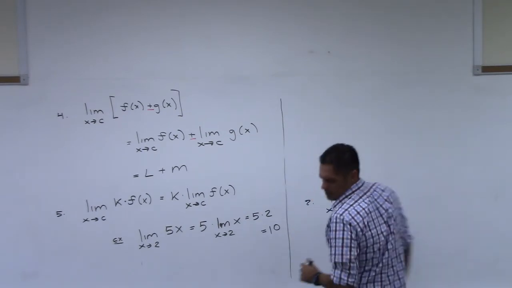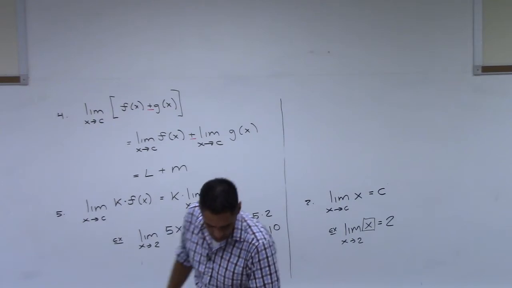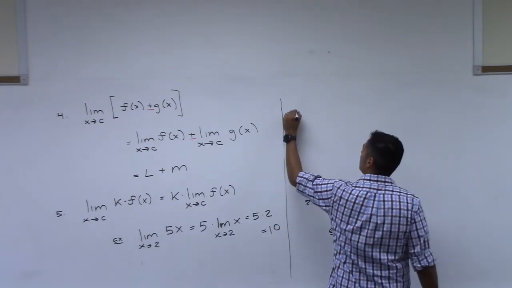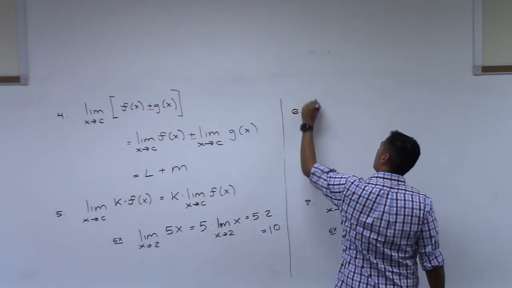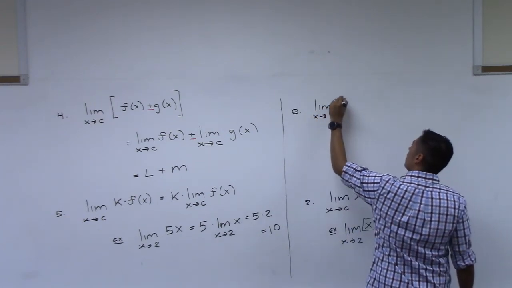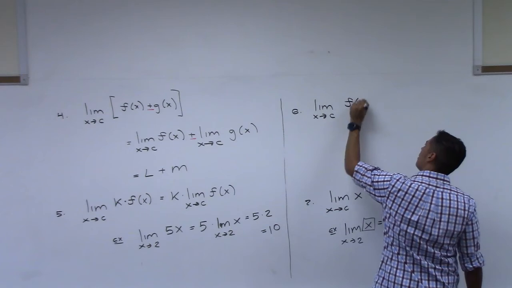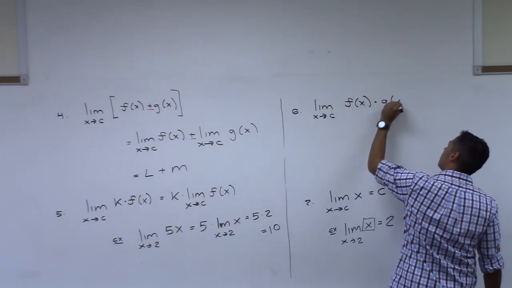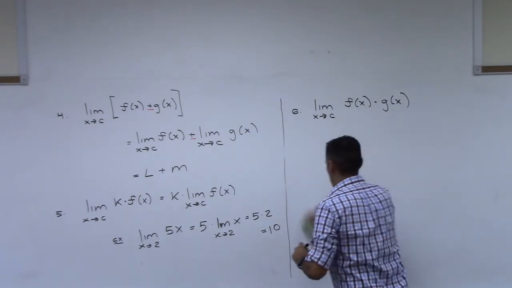6. There's 8 of them. Sorry, I don't make this up, okay? 6. The limit as x approaches c of f of x times g of x. All right.